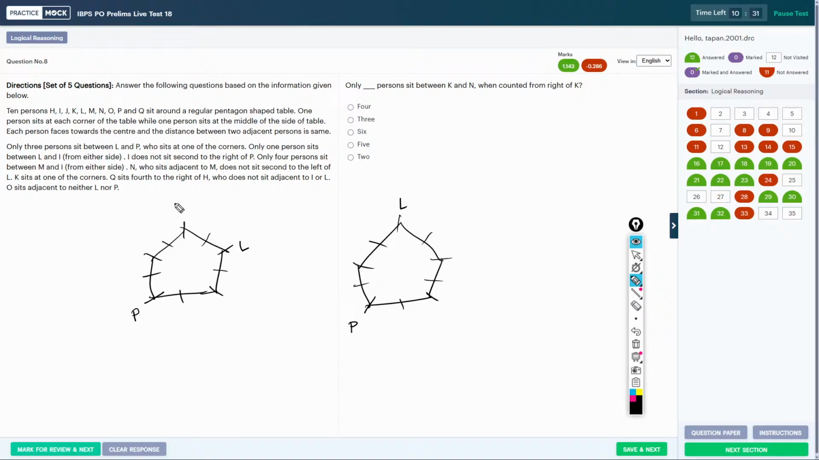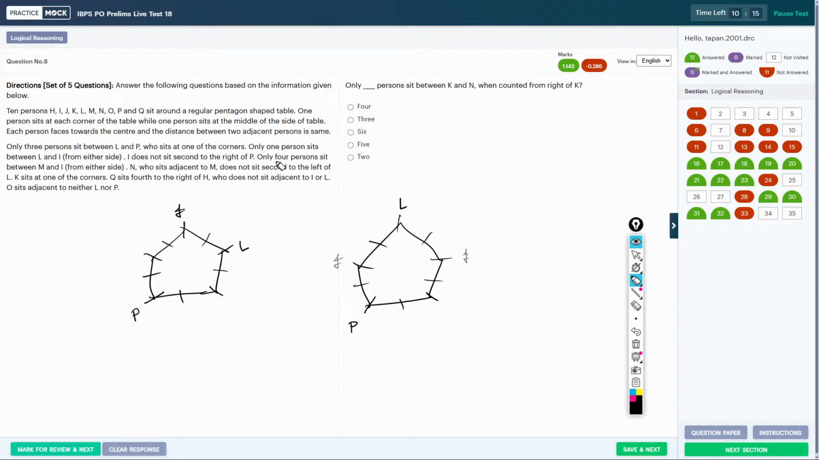Okay, so I cannot be here. So I has to be here. For this, I have 2 possibilities: I can be here, or 1, 2, I can be here. It does not say second to the right of P.